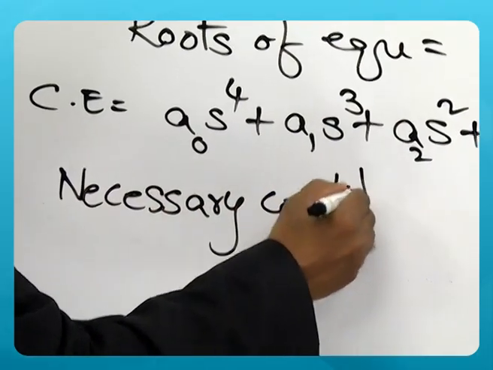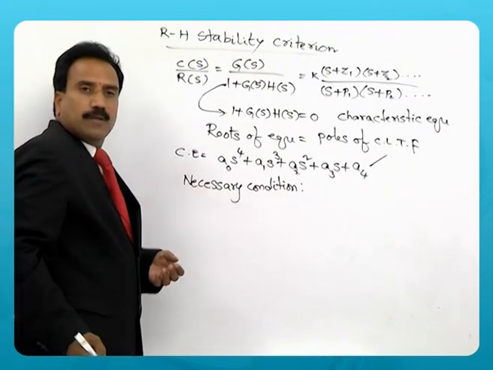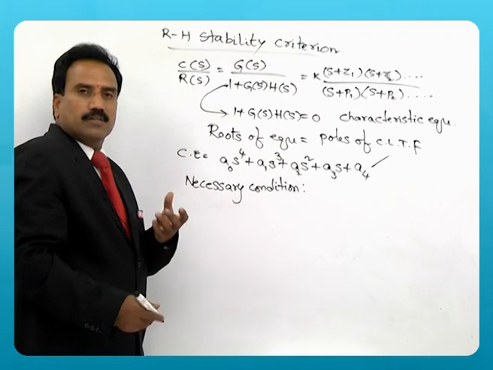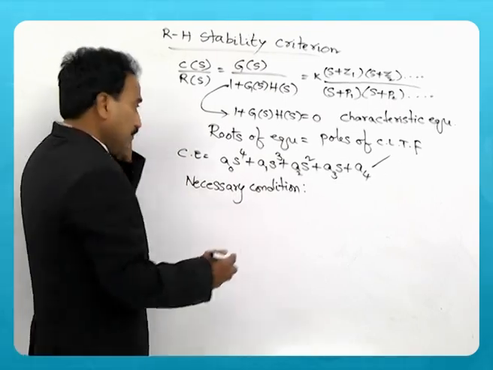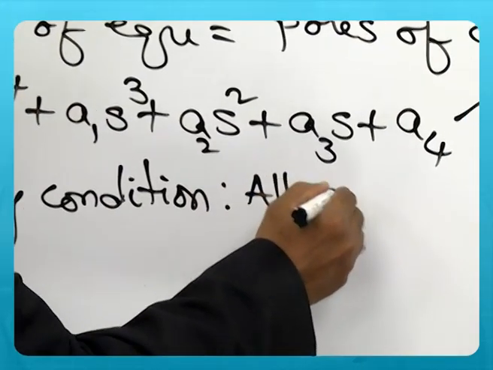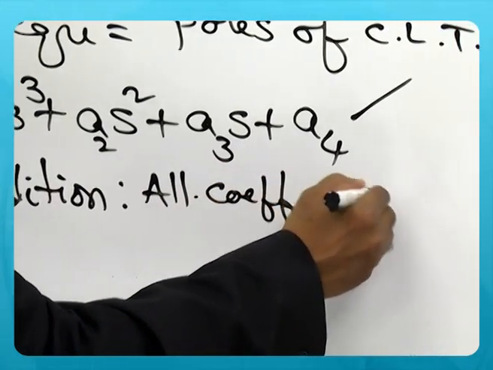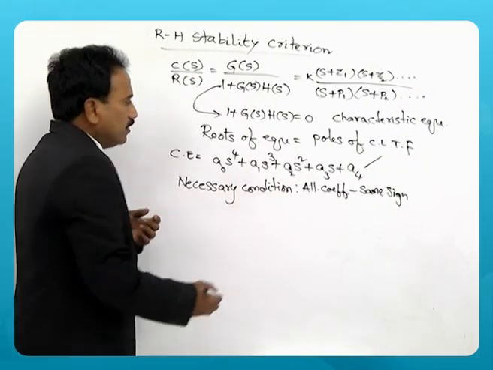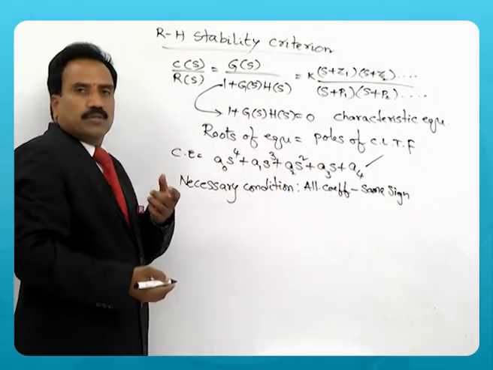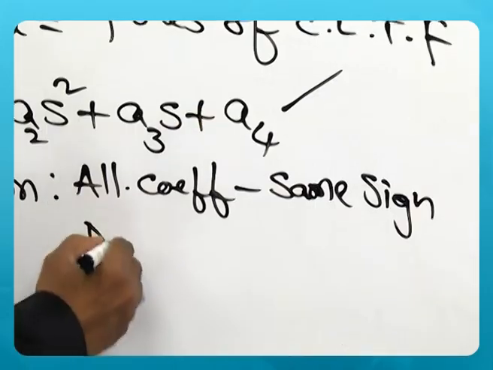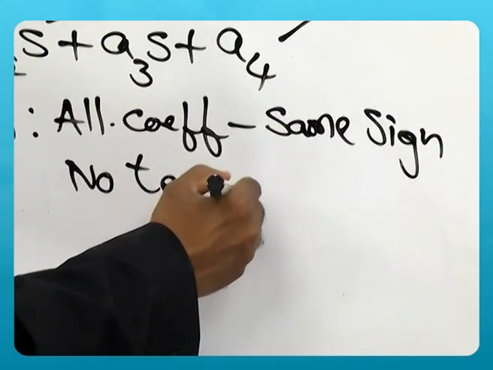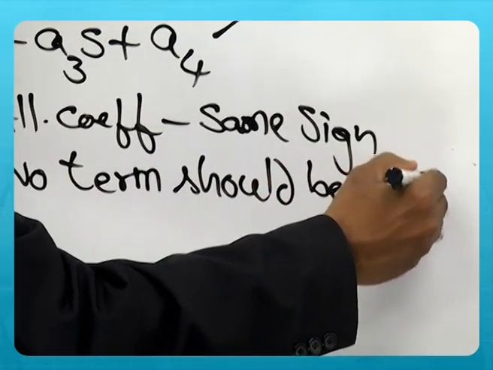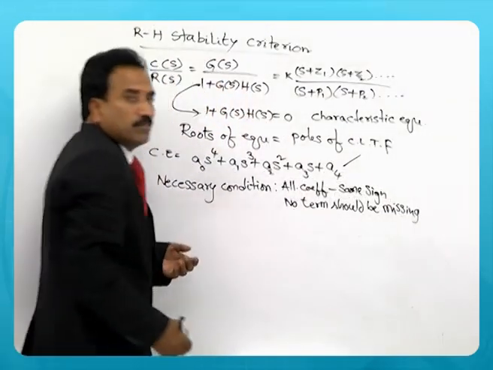Necessary condition is all coefficients of this equation must have same sign, and no term should be missing. That means all the terms must exist.